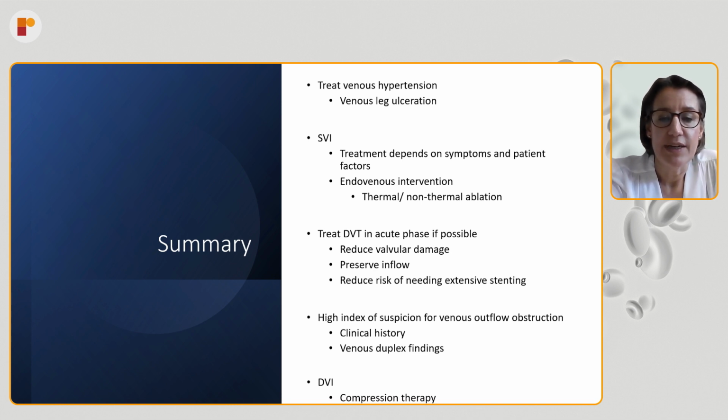Treatment of DVT should be carried out if possible in the acute phase to reduce valvular damage, preserve inflow, and reduce the risk of needing extensive stenting in the future. One should have a high index of suspicion for venous outflow obstruction when seeing patients in clinic, and really listen to their clinical history and venous duplex findings to determine whether or not further investigation for venous outflow obstruction needs to be carried out and potentially treated. And for deep venous incompetence, as I mentioned, the mainstay of treatment at the moment remains compression therapy.